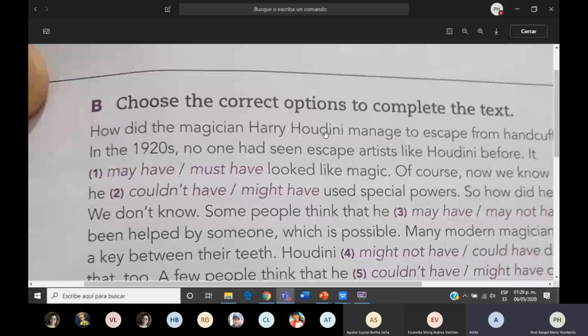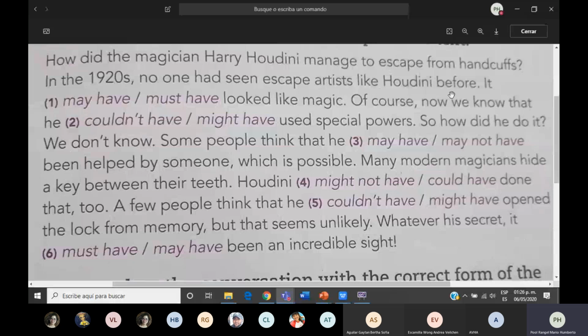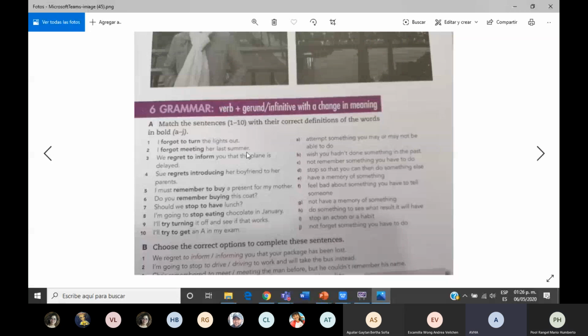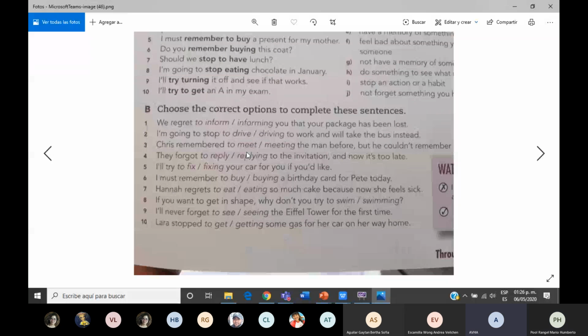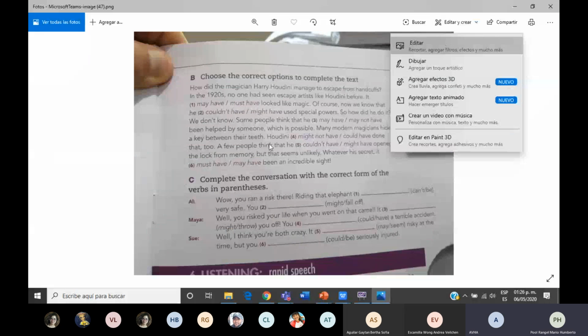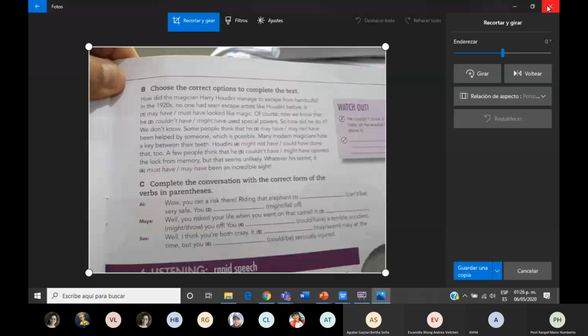All right, and this one we have to complete with the correct form. Pero a ver, déjenme bajarla para poder abrirla acá. Esta. No. Este de aquí. Va. Esto.